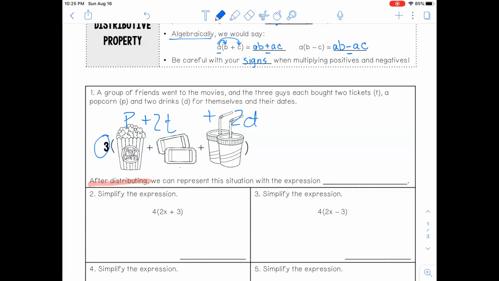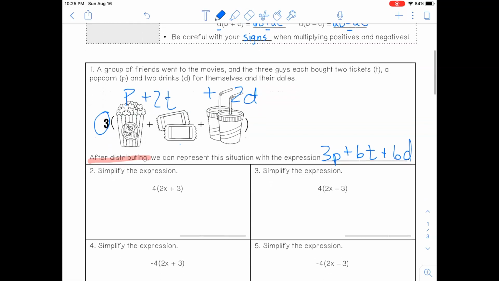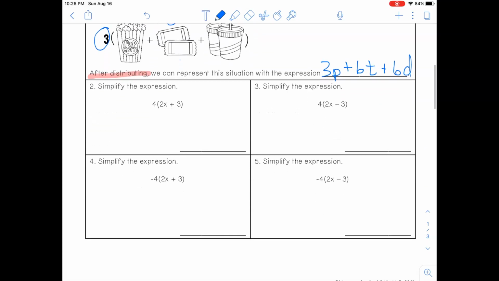we have, well, 3 times P will give us 3P. 3 times 2T will give us plus 6T. 3 times 2D will give us plus 6D. Let's try a few more examples. We have 4 times the quantity 2x plus 3. So if we multiply that out, 4 times the 2x and 4 times the plus 3, we get 8x plus 12.